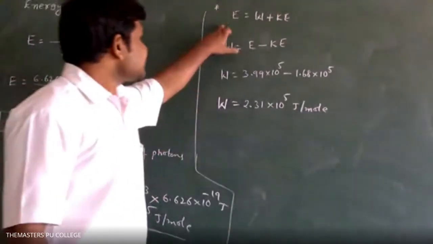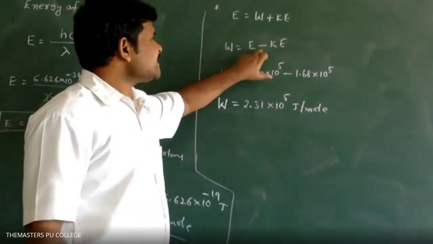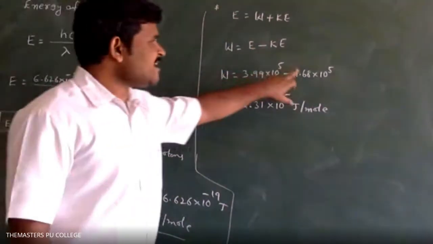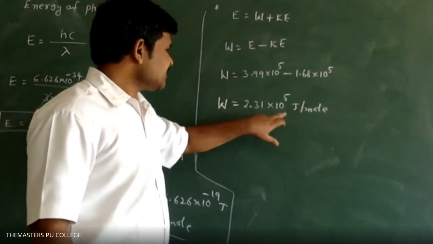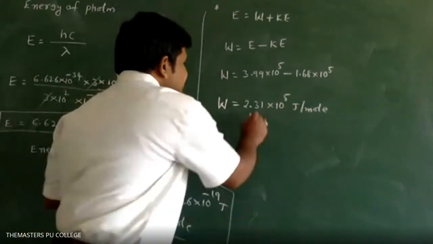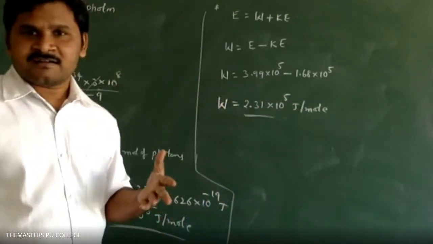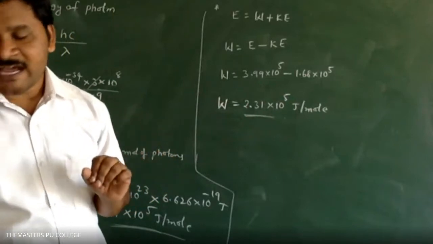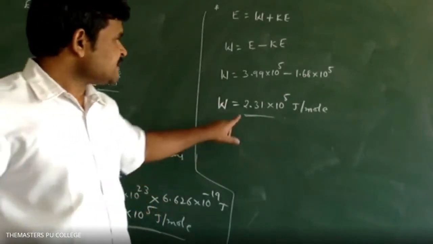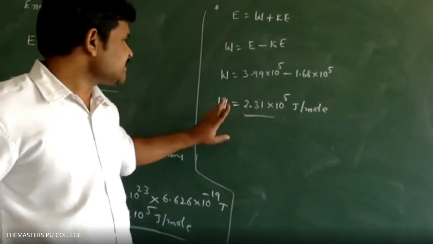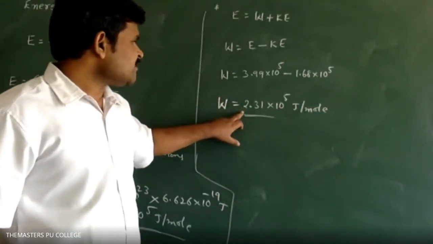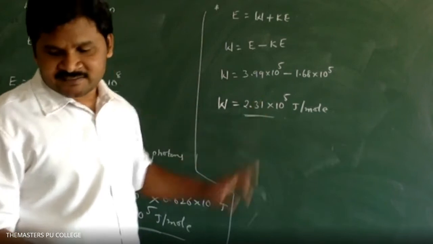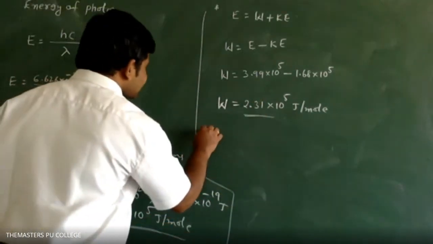E is equal to W plus K, so W is equal to E minus K. The E value we got, and the K value is given in the question. This is per mole, but we want the energy of 1 electron. How to calculate the energy of 1 electron? Divide this value by the Avogadro number, 6.022 into 10 power 23, since that much is the energy for 1 mole.